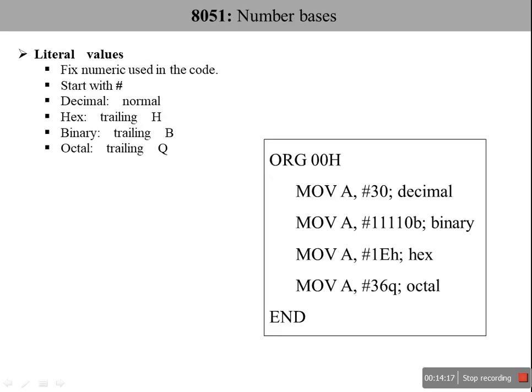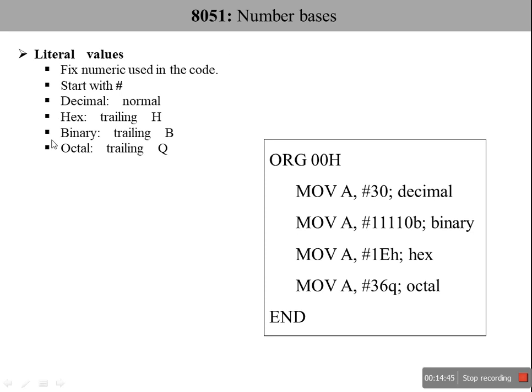Let's go with writing numbers in different bases. In 8051, we are very specific to 8051 now. Literal values are the fixed numeric values used in the code, for example 30, a number which is fixed in the code. These numbers start with the hash symbol. This is with respect to 8051. So every immediate number which is given in the instruction has to start with a hash symbol here.